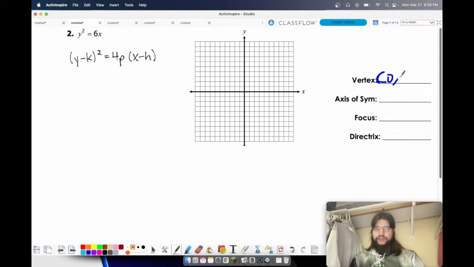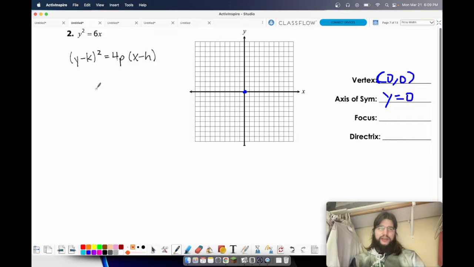So our vertex is (0, 0). I'm going to plot that. And this time our axis of symmetry, since we're horizontal, is going to be y equals the y coordinate of the vertex. So this right here, the x-axis, is going to be our axis of symmetry.